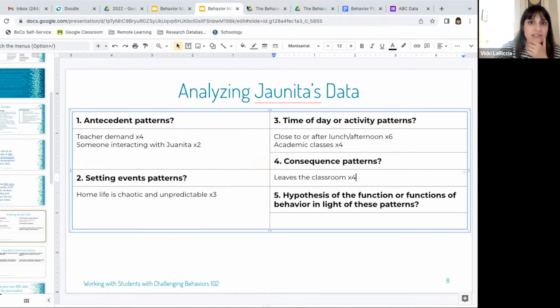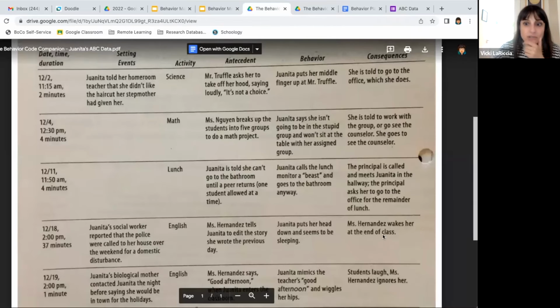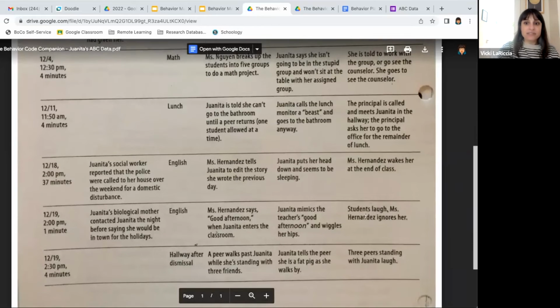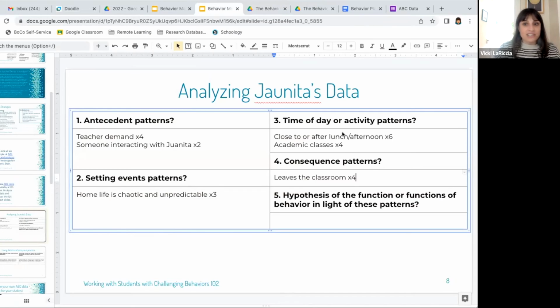And what about those other 2 times? The 2 other consequences here. We have students laughing and 3 peers standing with wanting to laugh. That seems to have 2 things in common. Those consequences there. Yeah. She got attention from her peers.